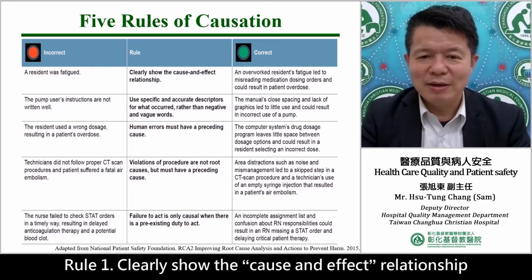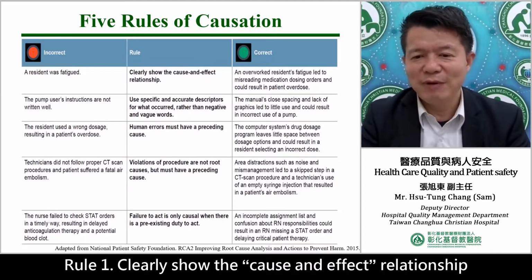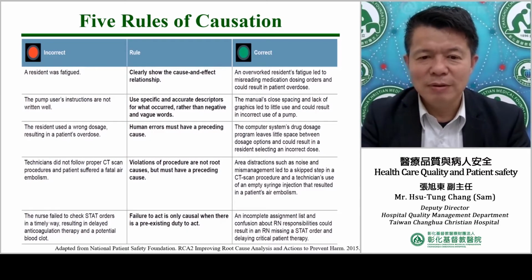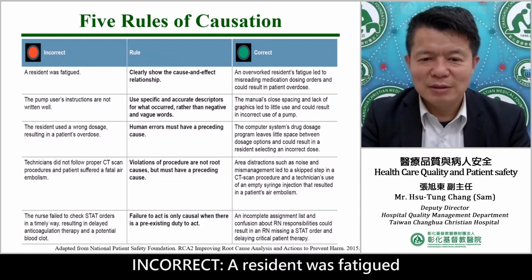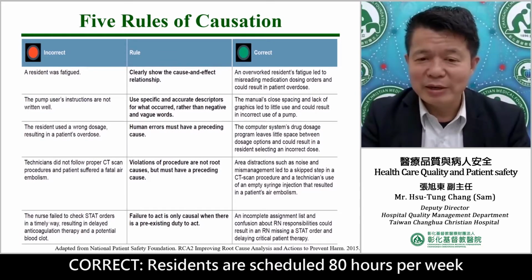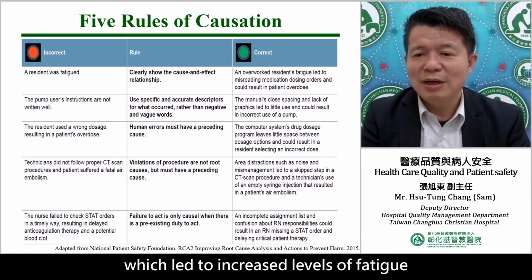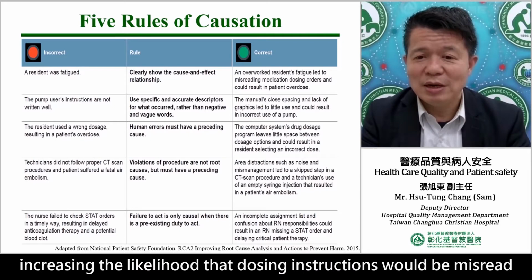Rule 1: clearly show the cause and effect relationship. Incorrect: our resident was fatigued. Correct: our residents are scheduled 80 hours per week, which led to increased levels of fatigue, increasing the likelihood that dosing instructions would be misread.